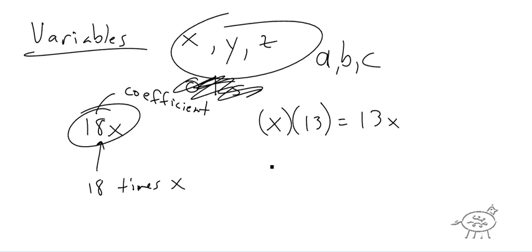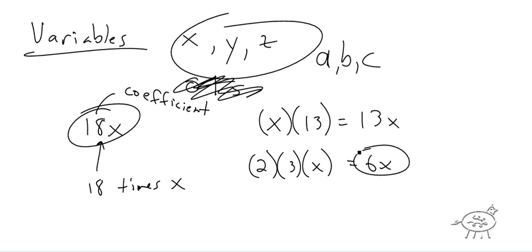Okay, so with multiplication, I can have 2 times 3 times x, and you basically multiply the numbers together. It's really easy. 2 times 3 is 6, so that's just 6x. Real simple. With negatives, just be careful. Remember, I told you back in the day, if it's an odd number of negatives, it's negative. If it's an even number, it becomes positive.